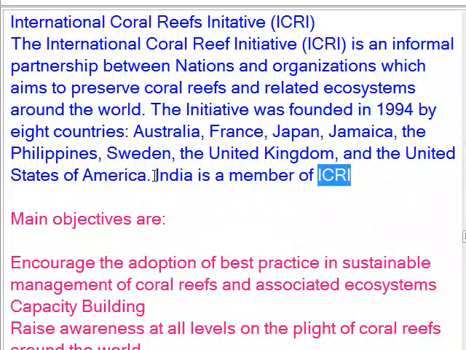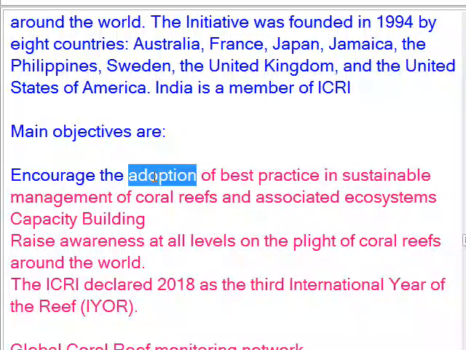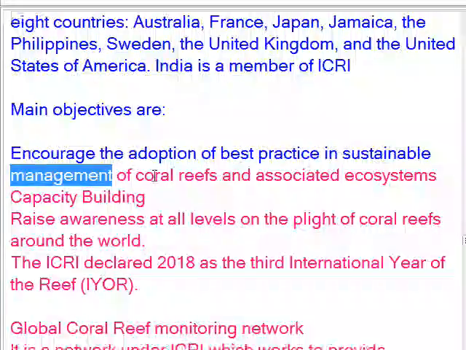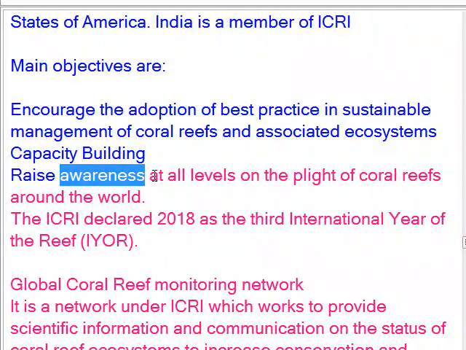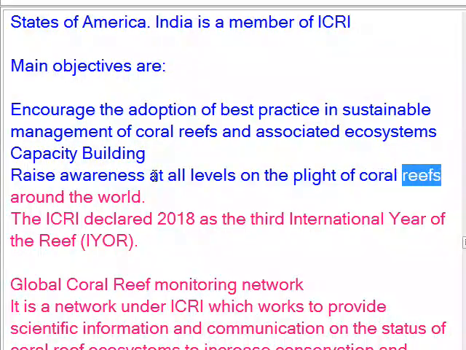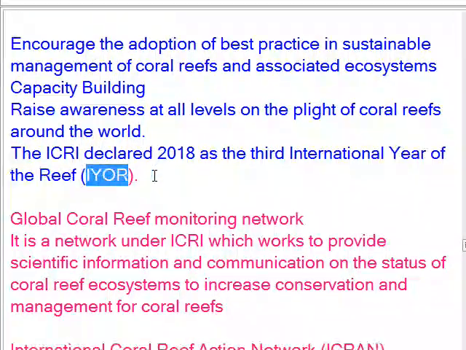India is a member of ICRI. Main objectives are: encourage the adoption of best practice in sustainable management of coral reefs and associated ecosystems, capacity building, raise awareness at all levels on the plight of coral reefs around the world. The ICRI declared 2018 as the 3rd International Year of the Reef.